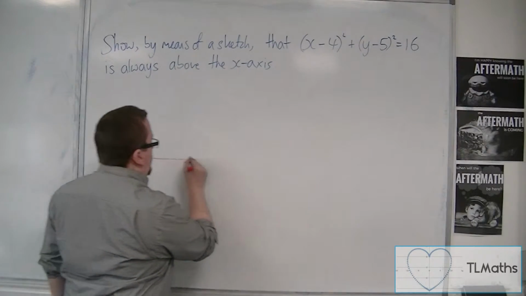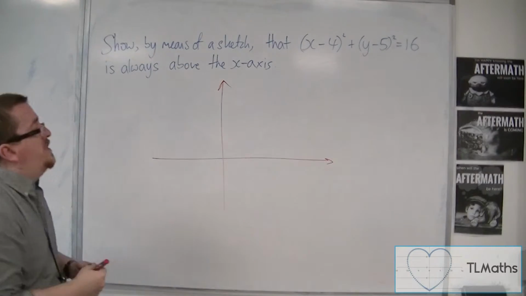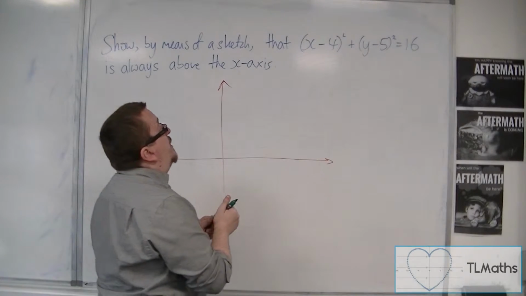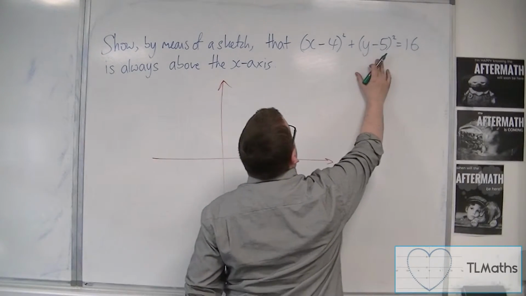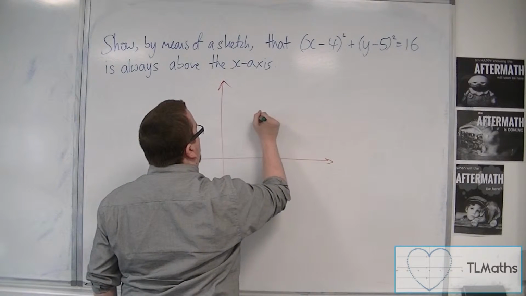So first of all, draw some axes. And you want to first of all identify the centre of the circle. So the centre of the circle will be at (4, 5). Okay, so (4, 5). So maybe something like that.